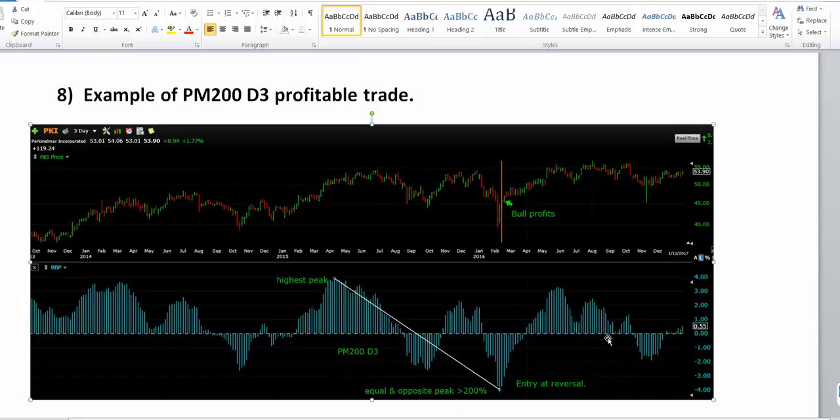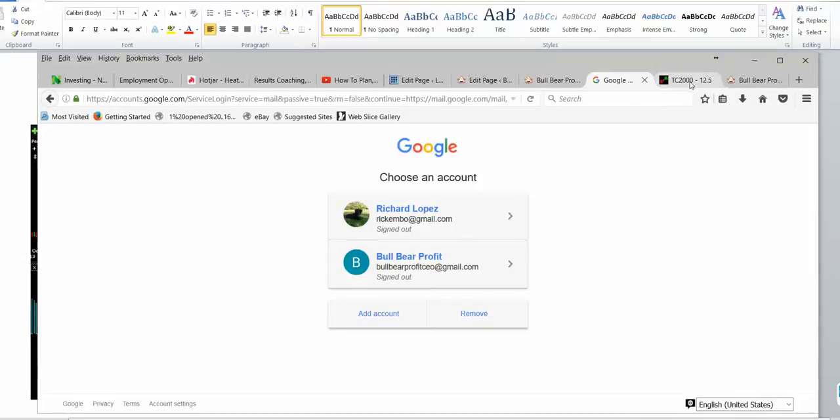Really? Well, that's not good. Hold on, I'll go to a live part where hopefully you can see the graph. PKI. Do you see it? Yeah, we're on an example of the PM200 D3 trade, high peak entry reversal. But you can't see my mouse? It's weird. All right, I'm not going to worry about it. Let me go to 2016 February.